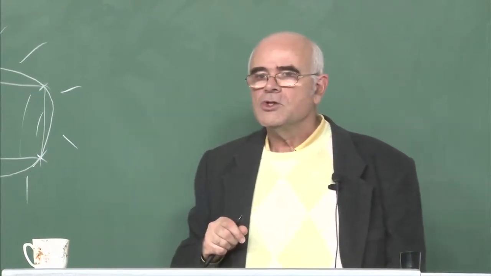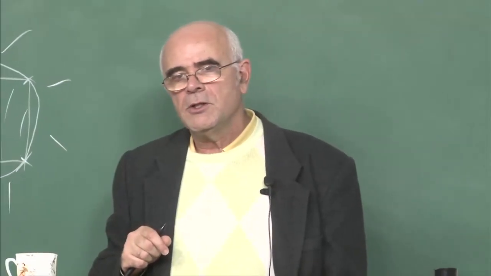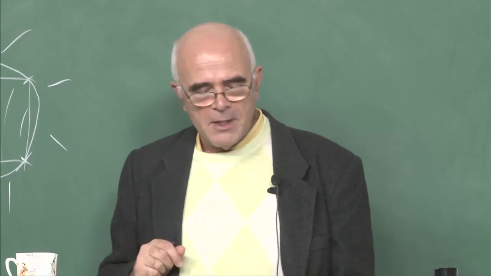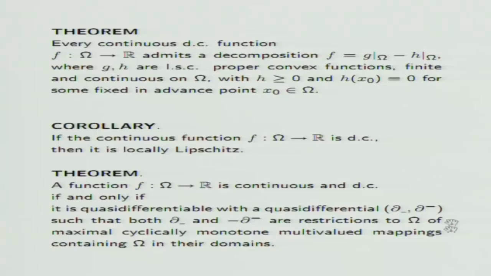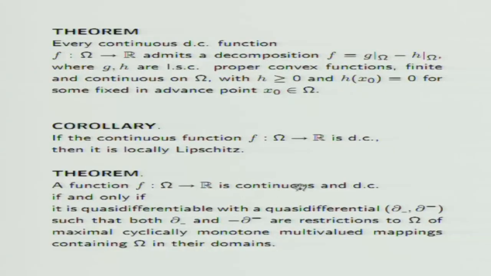As a consequence, continuous DC functions are locally Lipschitz, because continuous convex functions are locally Lipschitz. And then we have here the infinite dimensional version of the result we saw before, which says the same, but with the difference that you need F to be continuous, not only DC but continuous. Under this extra assumption you have exactly the same as before, but you need continuity. It's the same result as we saw before. The only difference is continuity here. Without continuity we cannot do anything.